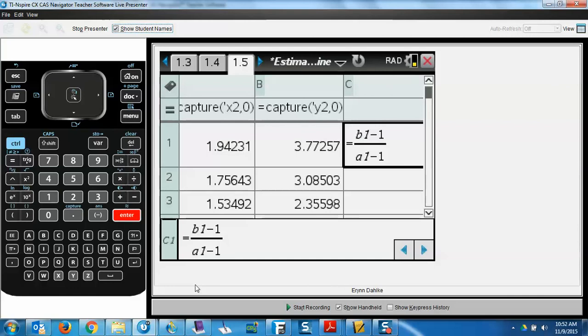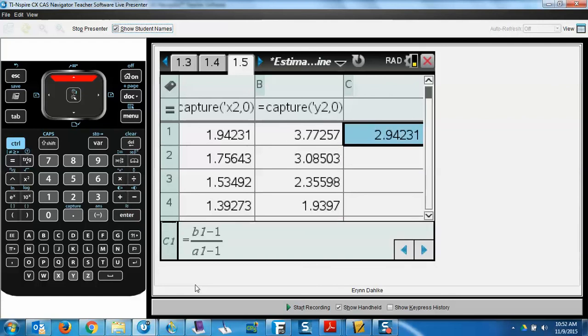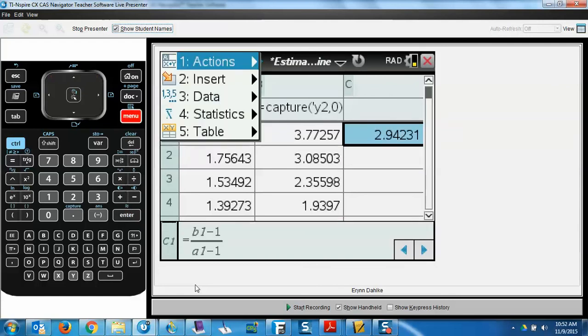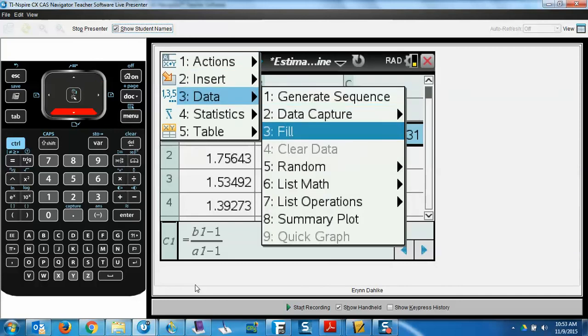Or enter, I mean, not equals, I'm sorry. And there was a slope. Remember, it was up there about 3 something. Okay, now arrow back up to this point. And then we want to go to our menu, and data, I think, and fill. Enter.